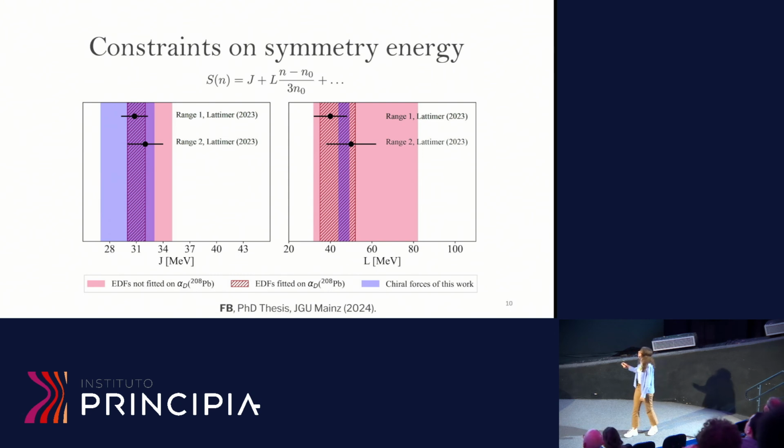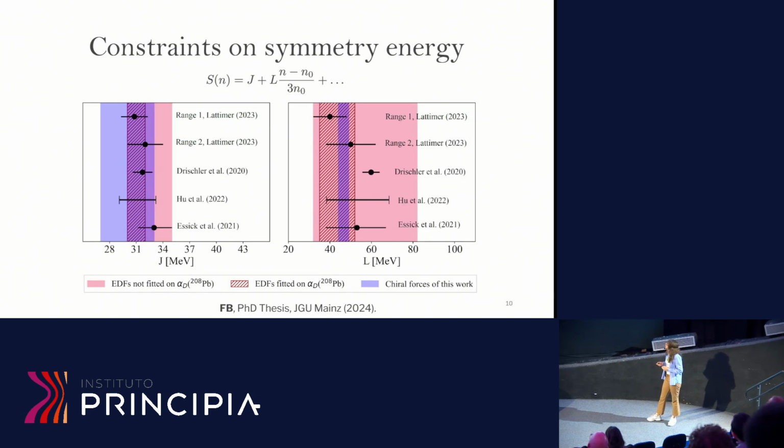We can also compare these constraints to available values in the literature. For example, we have here two ranges that come from a recent review by Jim Latimer. The first range comes from making a global average of all the experimental measurements we have for the neutron skin of lead-208 and calcium-48. The second one instead comes just from considering the experimental results from parity violating elastic electron scattering experiments, and in this case, the constraint is slightly larger.